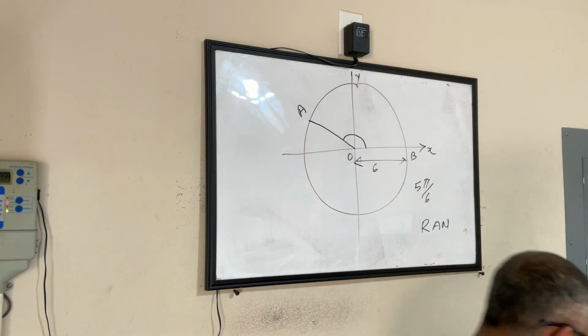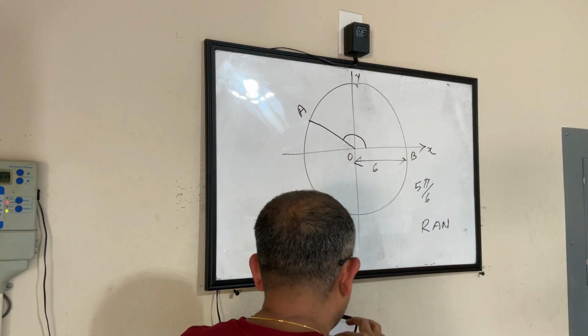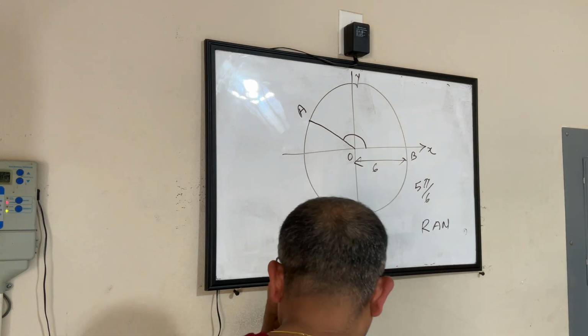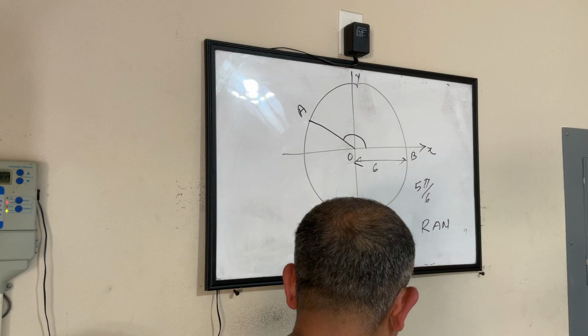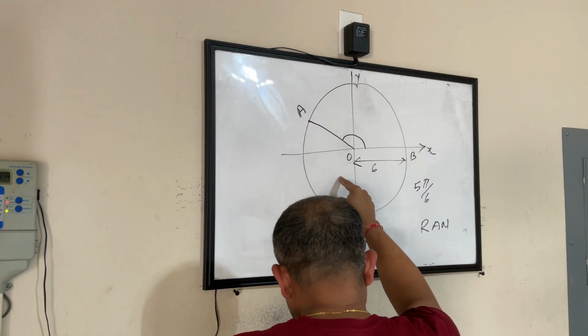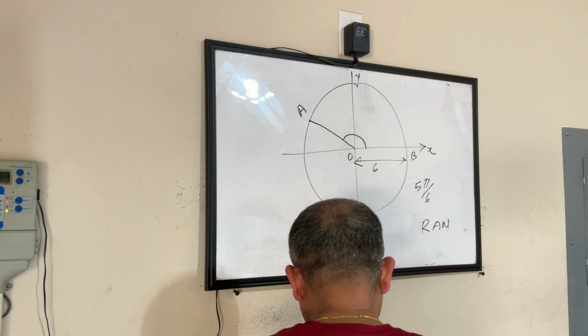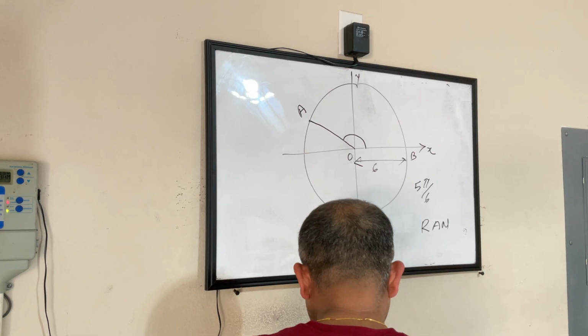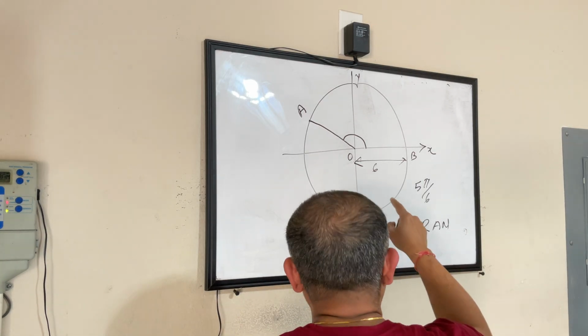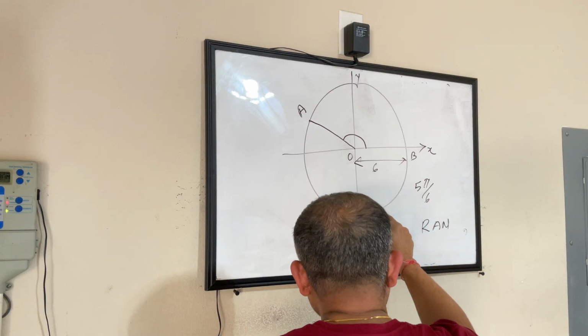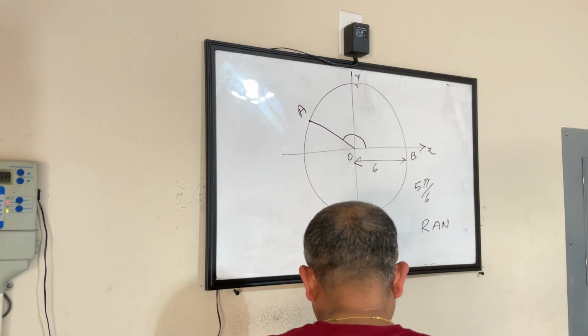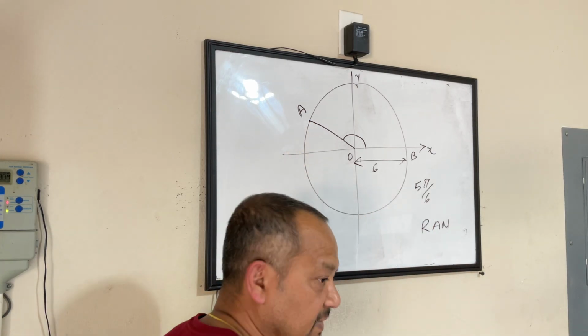This question says that in this figure, O is the center of the circle, and the measure of AOB is 5 pi by 6 radians. If the radius of the circle is 6, what is the y coordinate of point A?